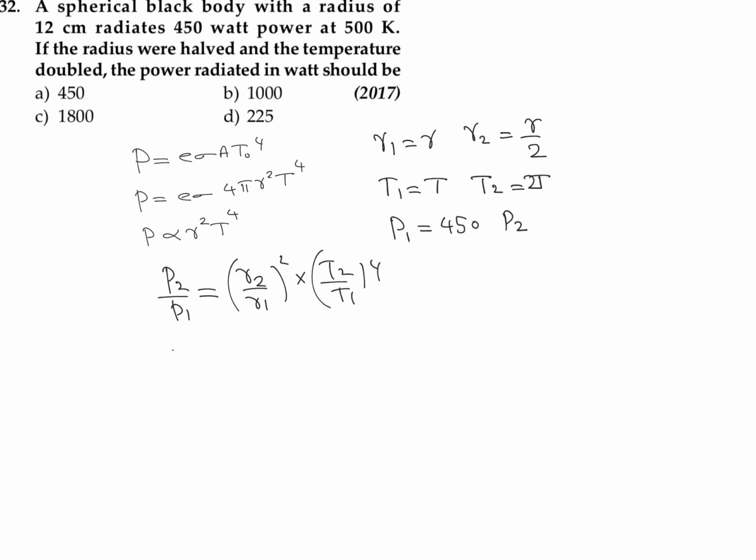Now we can just substitute the values. So we can write the value of P2 divided by P1, which is 450, is equal to R2, which is given as R divided by 2, and R1 is given as R, raised to 2, into T2, which is given as 2T, and T1 is given as T, raised to 4. So we can cancel this T and this T over here and this R and this R over here.